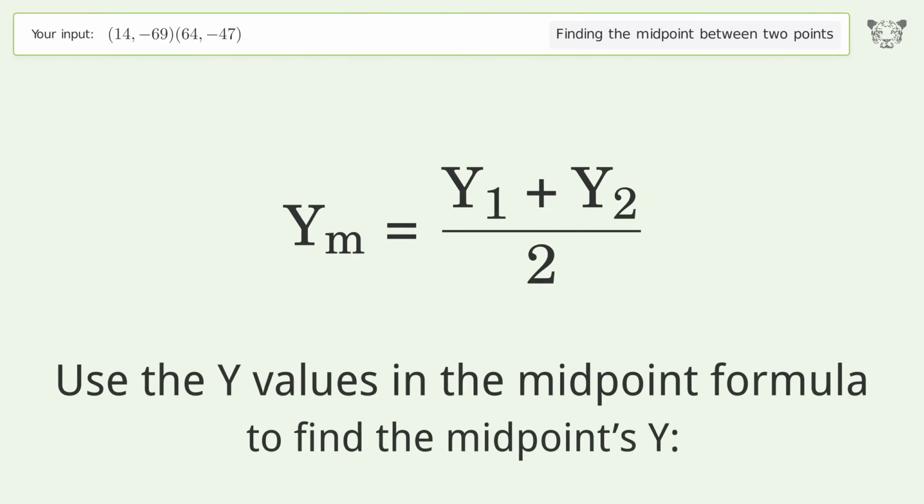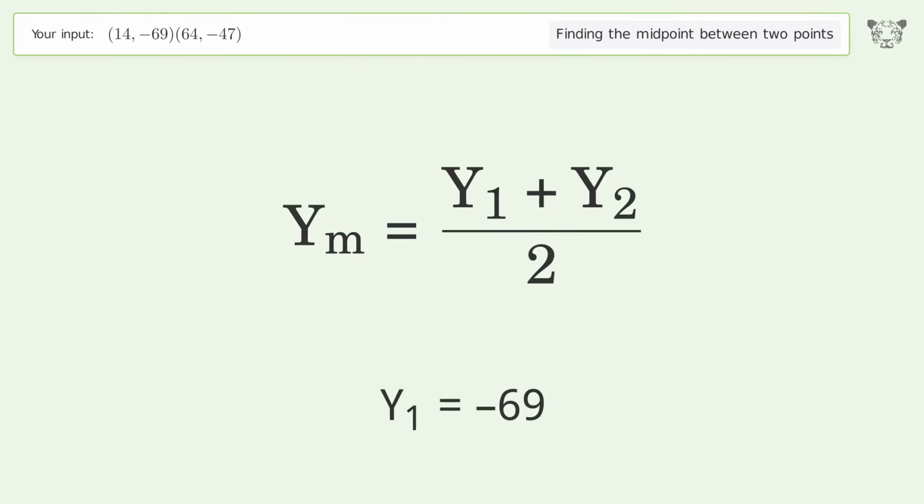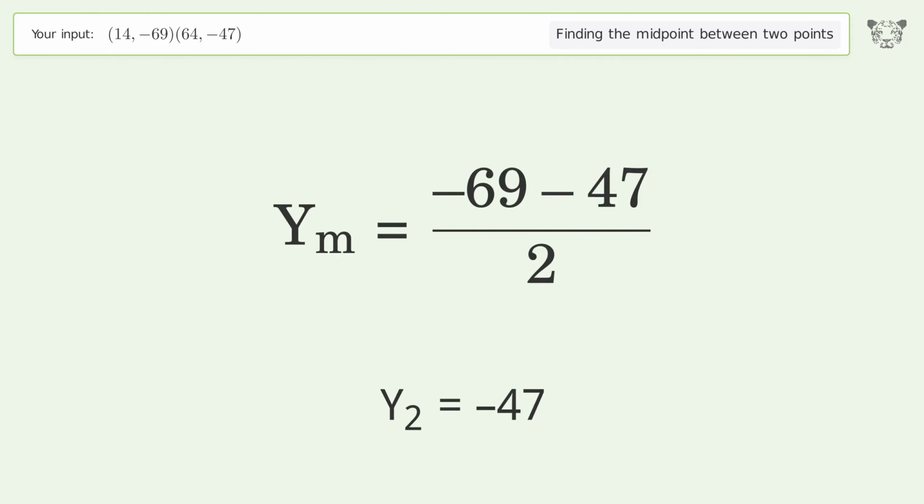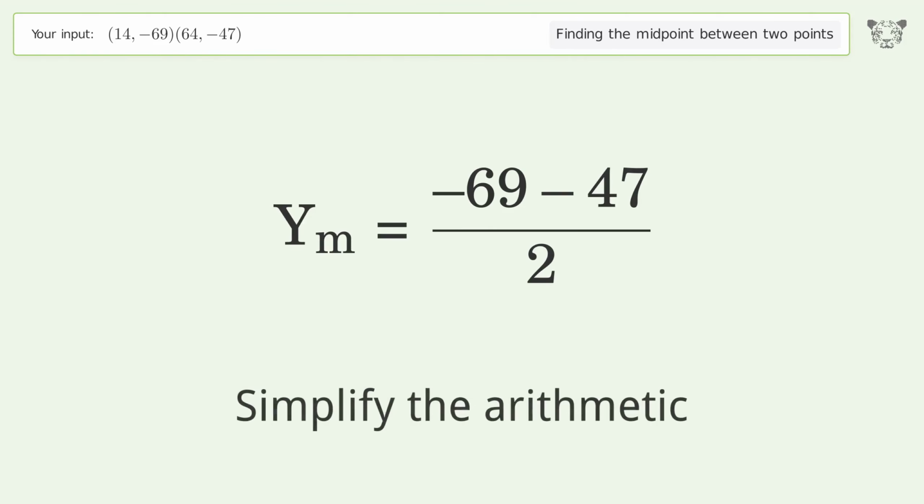Use the y values in the midpoint formula to find the midpoint's y. y1 equals negative 69. y2 equals negative 47. Simplify the arithmetic.